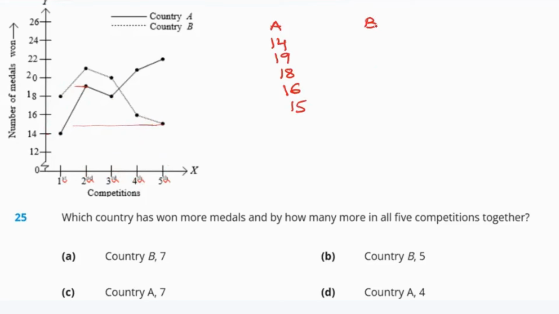And if we are talking about country B, what can we say? In the first competition, country B won 18 medals. In the second competition, country B won 21 medals. In the third competition, country B won 20 medals. In the fourth competition, country B won 16 medals, and in the fifth competition, country B won 15 medals. When we find the total, country A won 14 plus 19 plus 18 plus 16 plus 15.